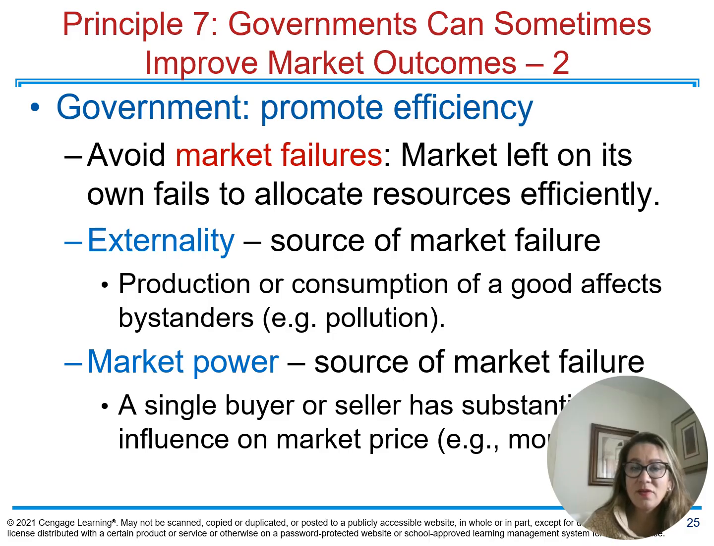Now, the second possible source of market failure is market power. What happens with market power is that you have a single buyer or seller that has substantial influence on a market price. The main example of having too much market power is a monopolist. The monopolist is the sole producer of a specific good or service in a market. Since they are the sole producer, they have a lot of market power and can charge almost whatever price they want, or a much higher price than if there were several producers of the same good.